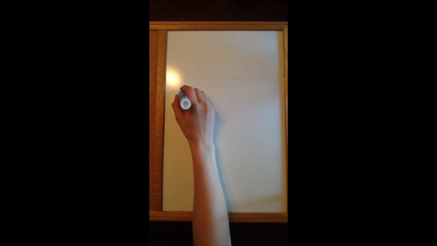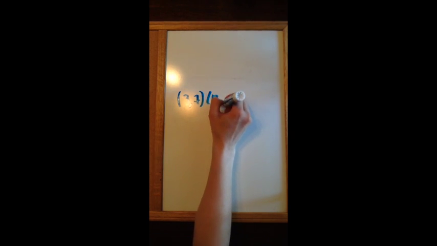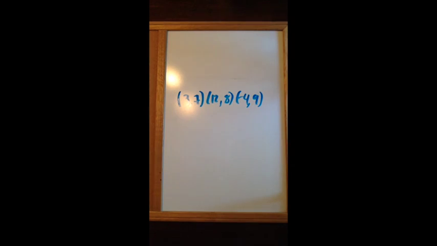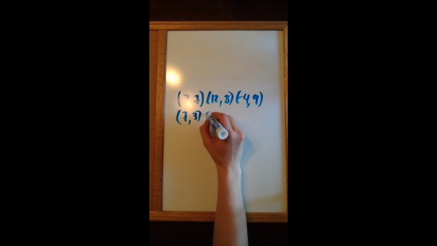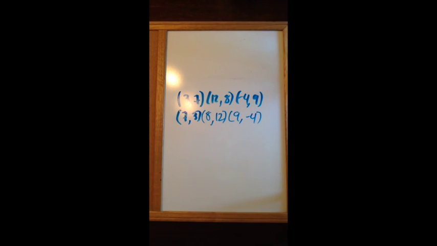Right? So if you're given a set of points like (3, 7), (12, 8), (-4, 9), the way that you find the inverse of the points is just to switch the x and the y values around. So you have (7, 3) for this first point, then you have (8, 12), and then you have (9, -4). And that's as much as it is for finding the inverse of a set of points.